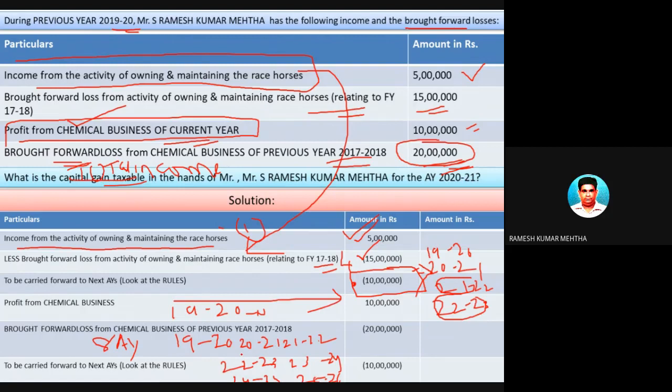So this can be carried forward in assessment year 2020-21 also. That is what is our primary motive. Whether I can set off this amount in the assessment year 2020-21 or not. And yes, it is allowed.